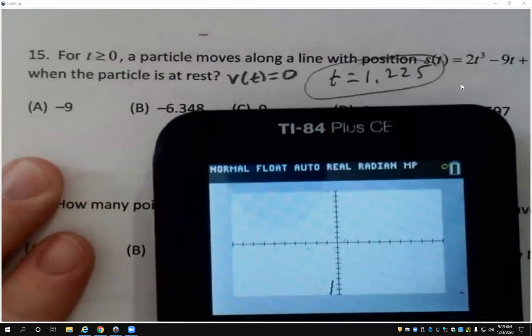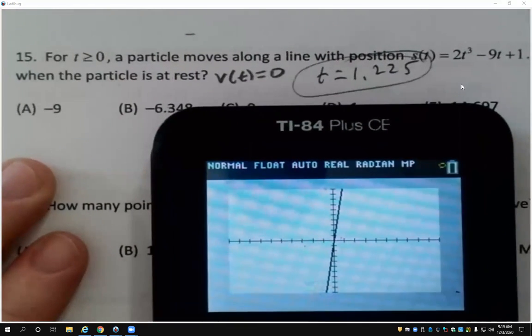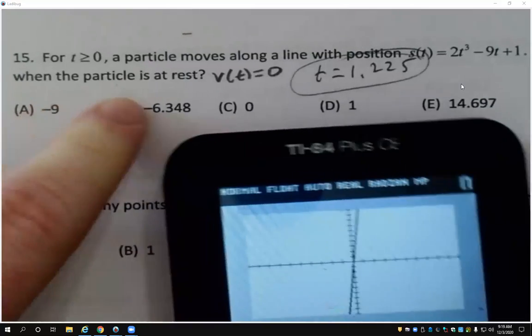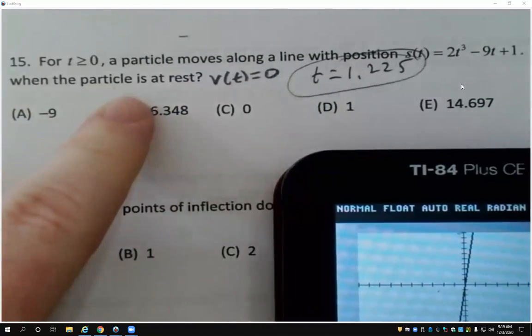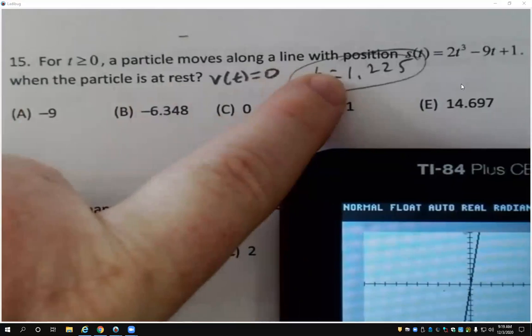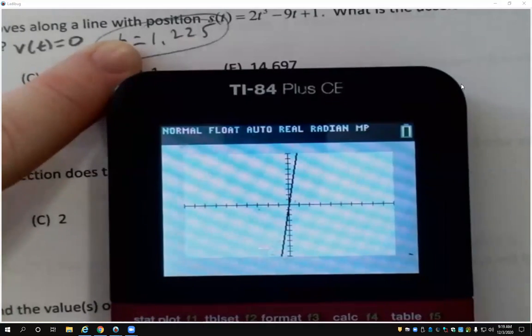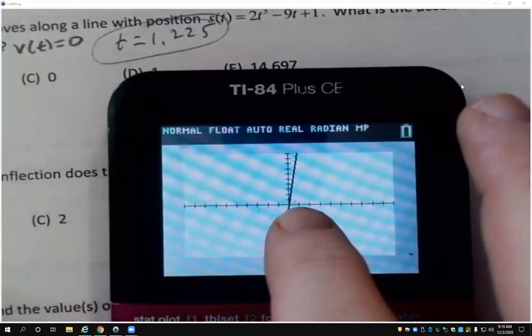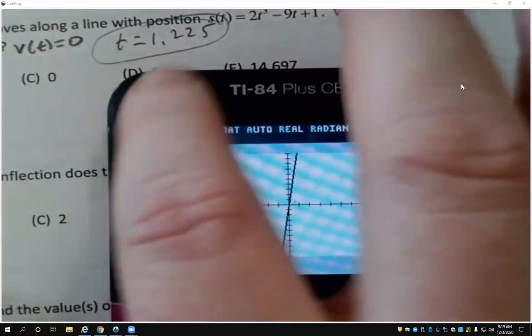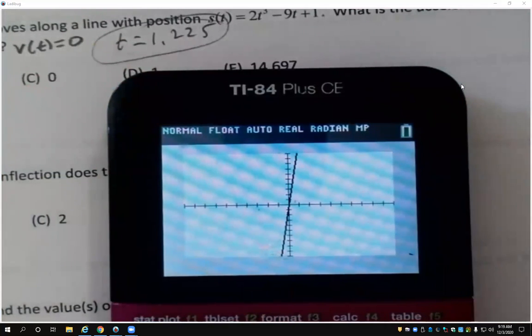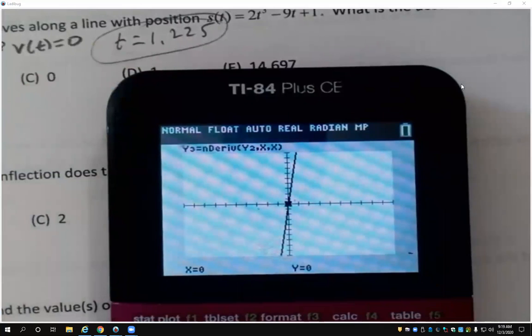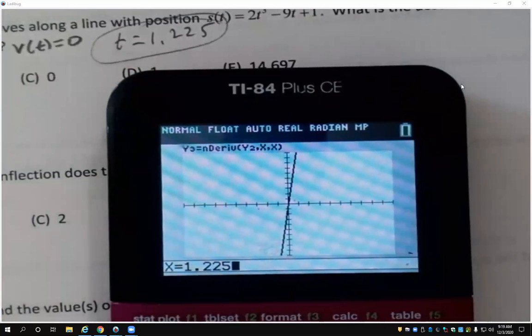Now remember that we're not doing a derivative here. That is the derivative, the second derivative. We want to know what the acceleration is at this time. So I'm just tracing at this point. I'm not doing anything else but finding what the y value is at the time 1.225. So I trace at 1.225.